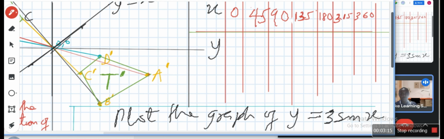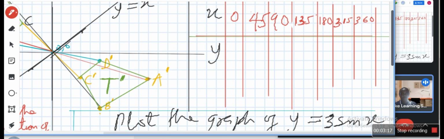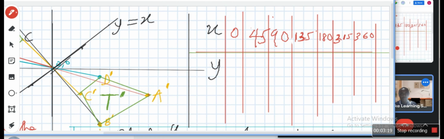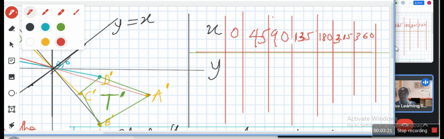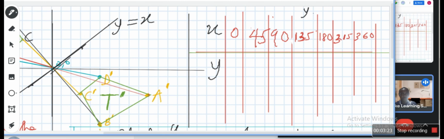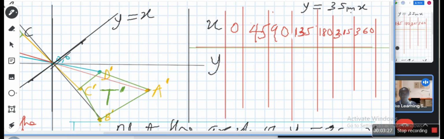The question we are solving is this. Y equal to 3 sine x. Let me write it up here. Y equal to 3 sine x. So it's just normal substitution. But you may want to ask, how did I come about 0, 45, 90, 135, 180, 315, 360? Sometimes these values are given. Yes, they are usually given for you to complete the table. But if they are not given, it's not a big deal.